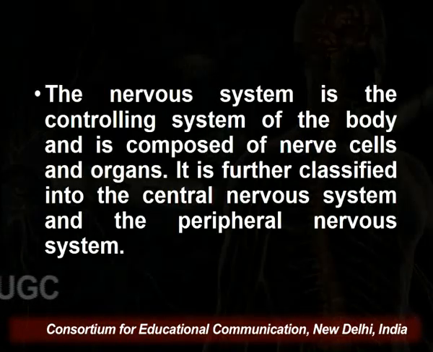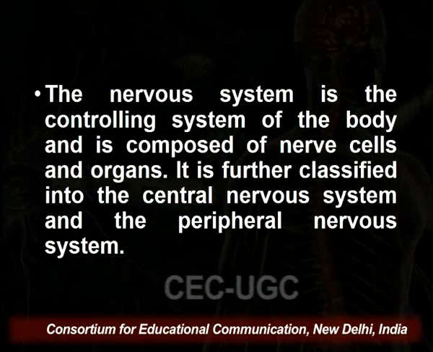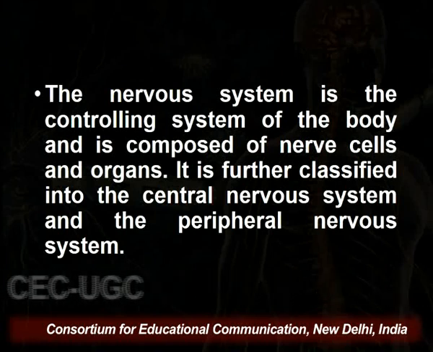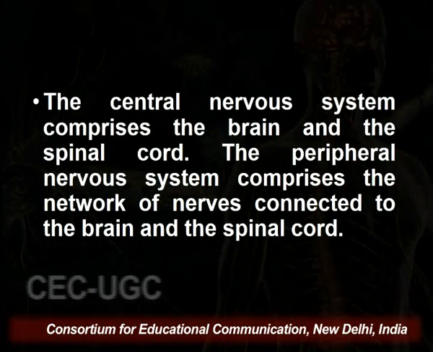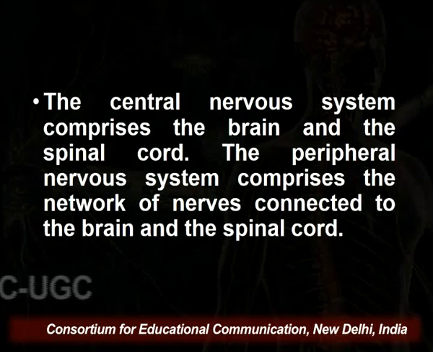So, the nervous system is the controlling system of the body and is composed of nerve cells and organs. It is further classified into the central nervous system and the peripheral nervous system. The central nervous system comprises the brain and the spinal cord. The peripheral nervous system comprises the network of nerves connected to the brain and the spinal cord.